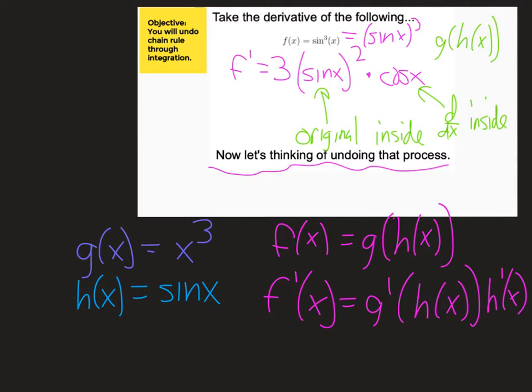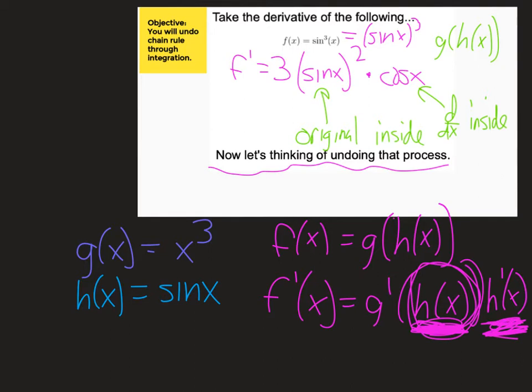So, to undo the process, if we can identify something such that the inside of the function is here, or a specific function is here, and then its very derivative is sitting out here, that might be a useful move. So I think that's what I want to focus on. Can I identify an inside function whose derivative is sitting outside?